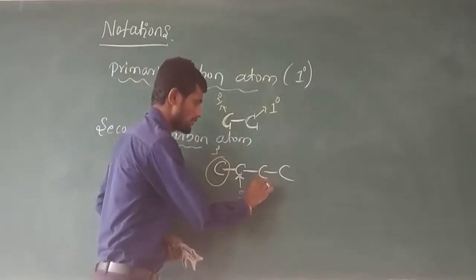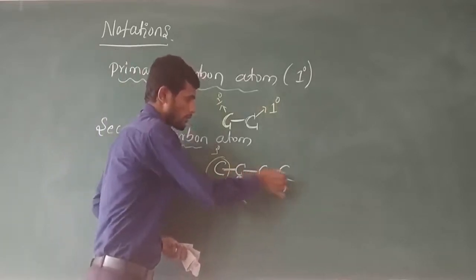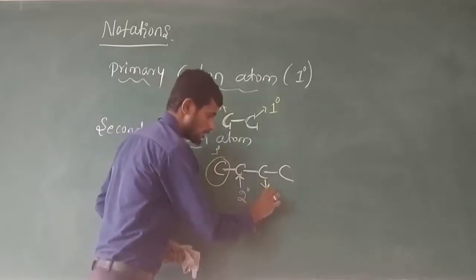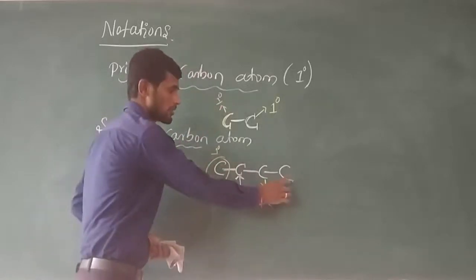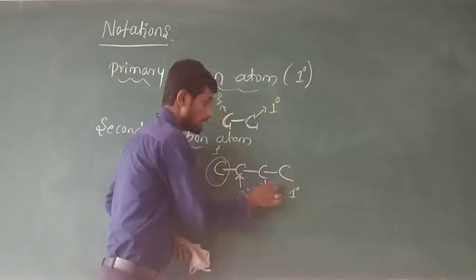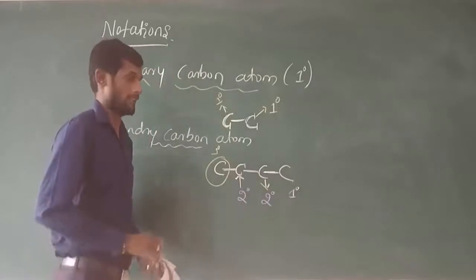What about this? Here it contains one bond here with another carbon atom, one bond here with this carbon atom, therefore it is also a secondary carbon atom. What about this? This is primary. Why is this a primary carbon atom? Because it contains only one bond. Is it right? Yes.